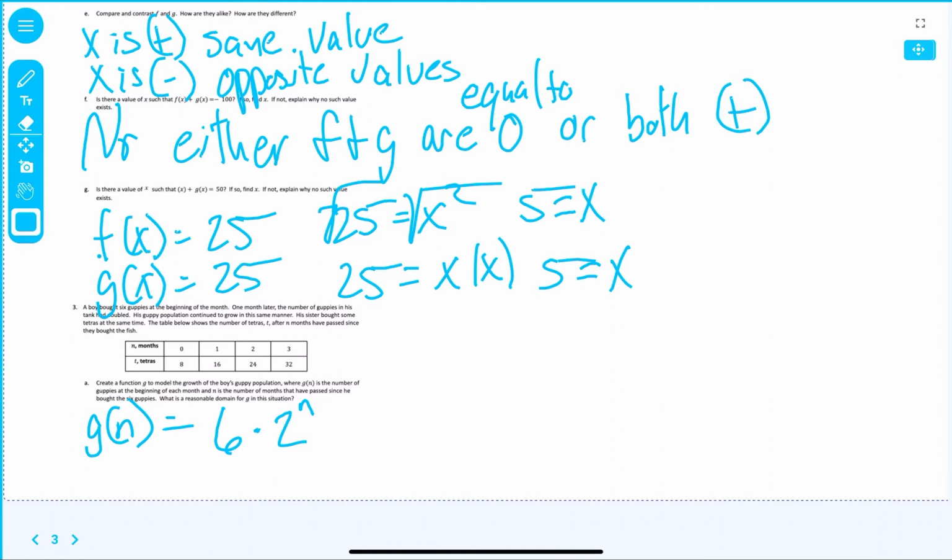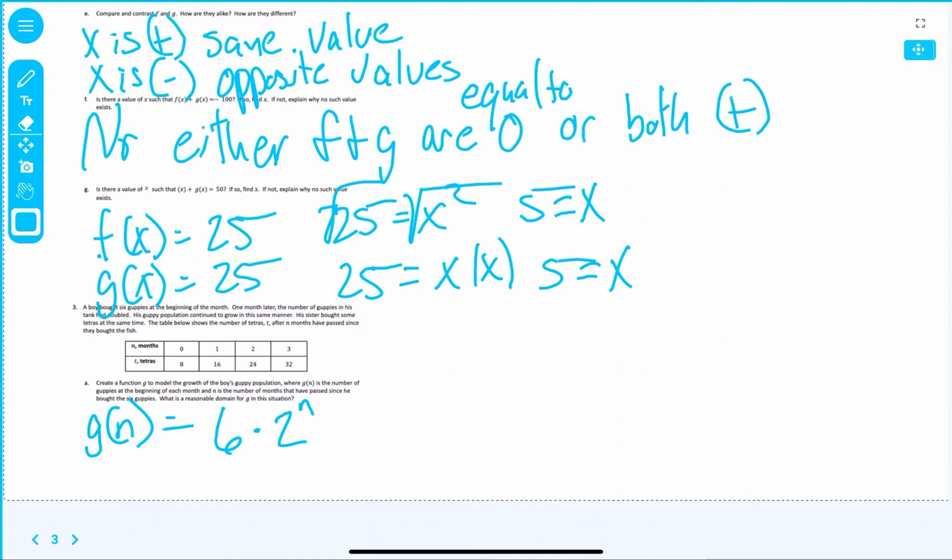How many we had in the beginning, which was anything to the 0 power is 1. So 6 times 1 would be 6. That's what we had in the beginning. That's how many we bought. After 1 month, we would have 2 to the first power, which is 2, times 6 is 12. Right? So we would have 12 guppies.